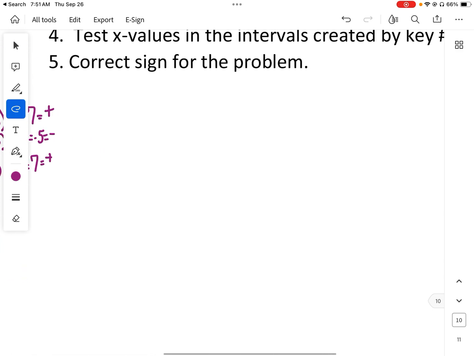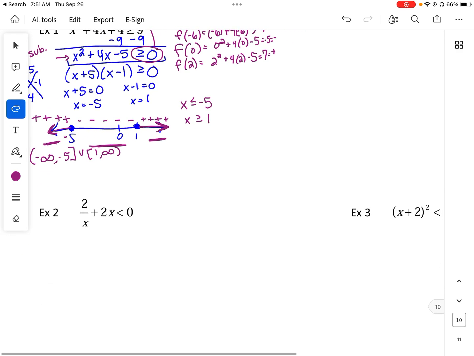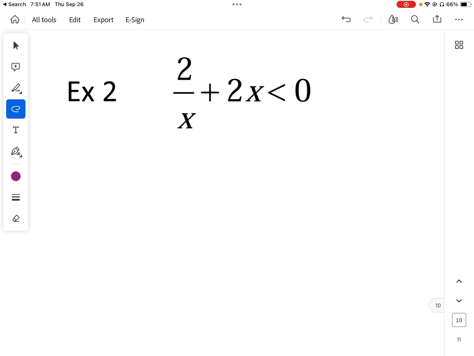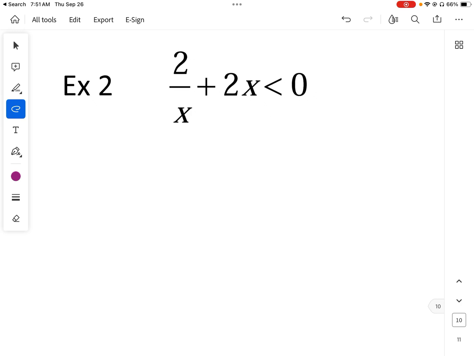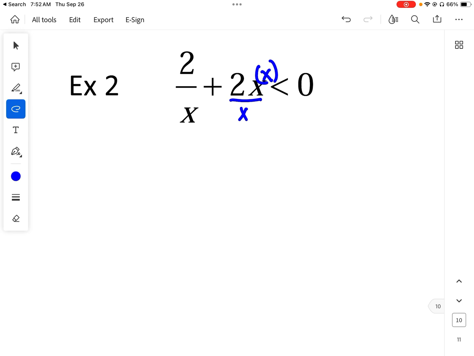Okay, now let's go to the next one. All right, this is already solved for 1, so that is good. Let's now look and see what we need to do. It says general form, says common denominator and 0 on one side. So we have 0 on one side, but we don't have a common denominator. So I'm going to go ahead and multiply this by x and this by x. So now we have 2 plus 2x squared over x is less than or equal to 0.